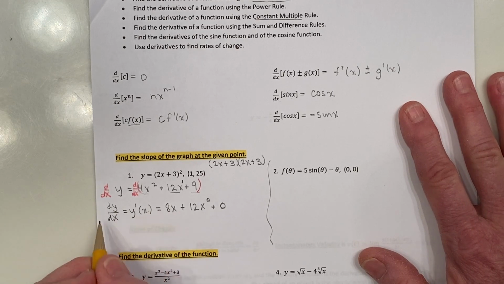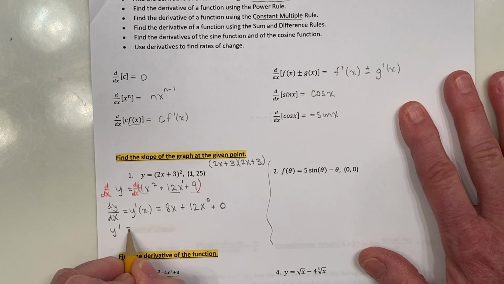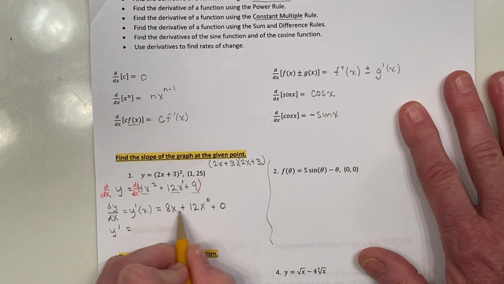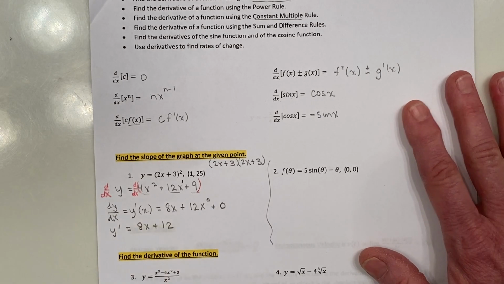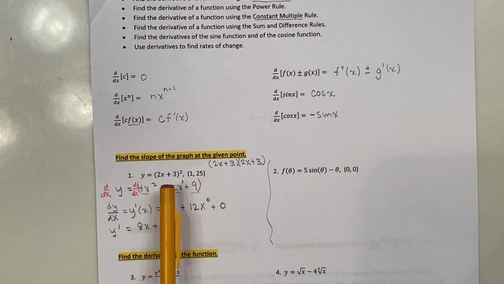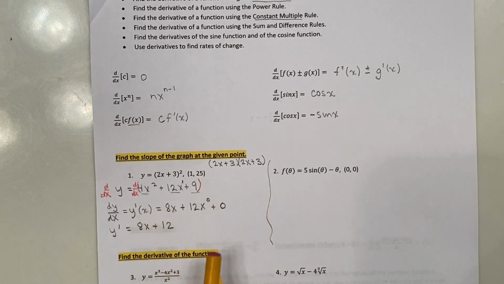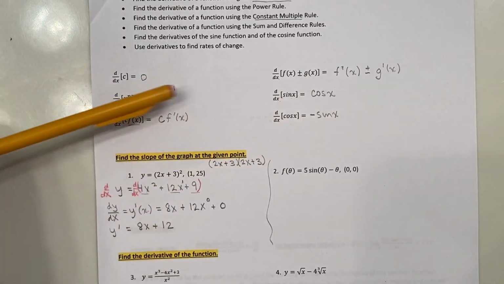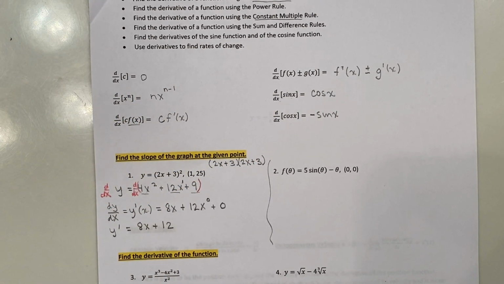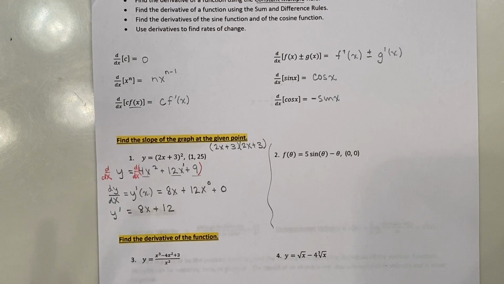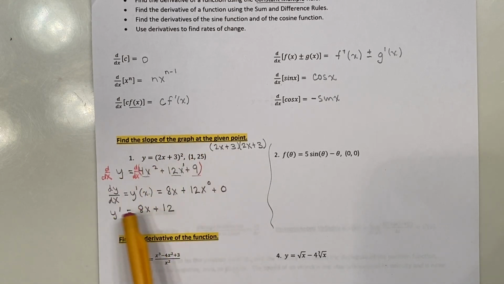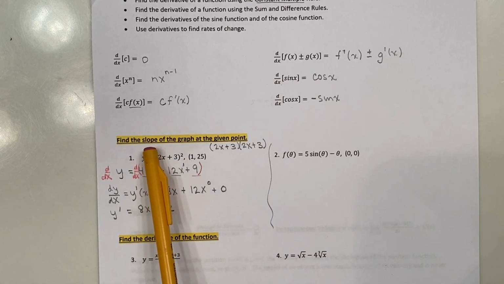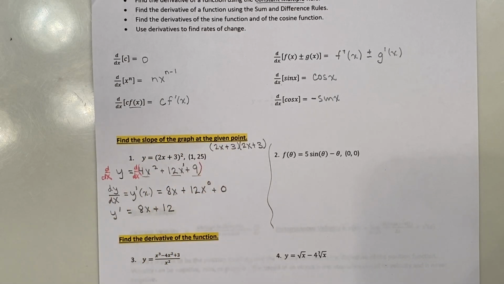Okay, cleaning this up, I'm just going to write y prime equals 8x plus 12. Now, had we gone through the limit definition of a derivative and done all that crazy work, we would have still ended up with 8x plus 12. These are shortcut rules that allow us to get to that derivative a little bit more quickly. Going back and reading the question, I have not found the slope of the graph. All I've done is find the derivative, but that's going to allow me to find the slope of the graph.